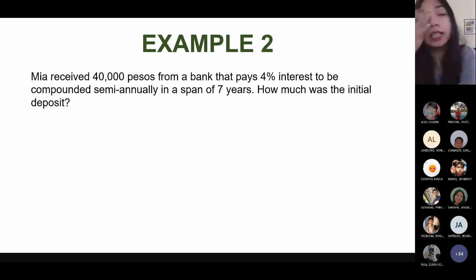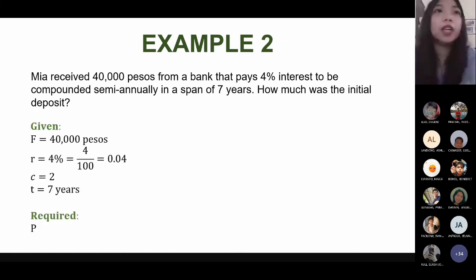And after that, ang hinahanap, how much was the initial deposit? This is the principal amount, the initial deposit. So let's write our given. And we have our F, 40,000 pesos. Again, our interest rate, 0.04. Our period, C, that is equal to 2. And our time, 7 years. So, ang hinahanap natin is, again, the principal amount.